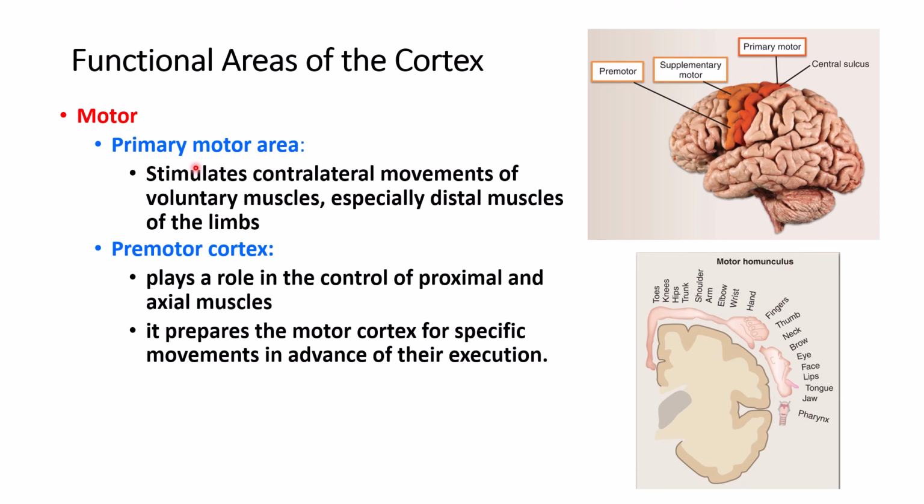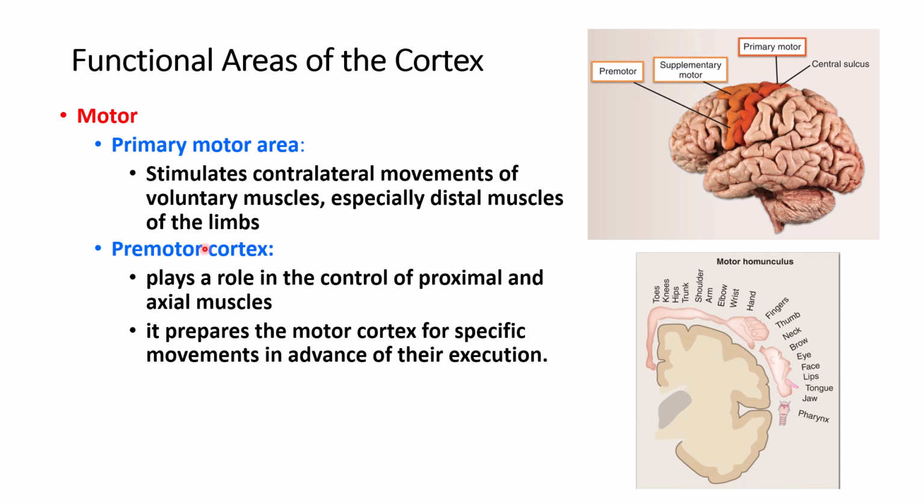So the primary motor cortex, you can see it here. This is just anterior to the central sulcus. This is the conscious motor activity, the voluntary activity, and it is especially important for the distal muscles of the limb. So any activity that you want to do consciously usually initiates from here.